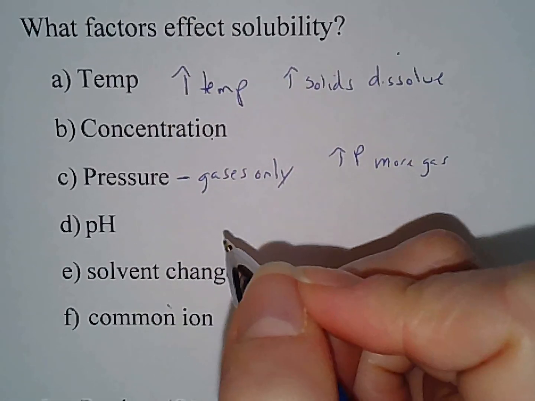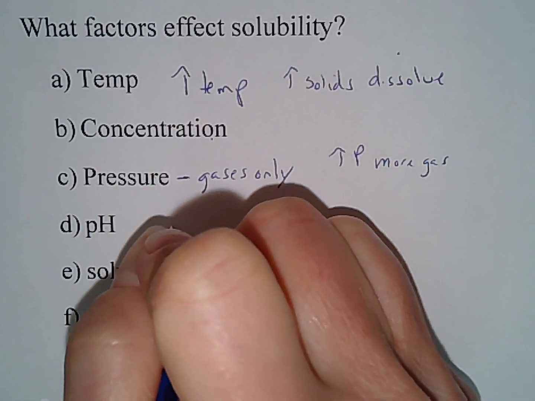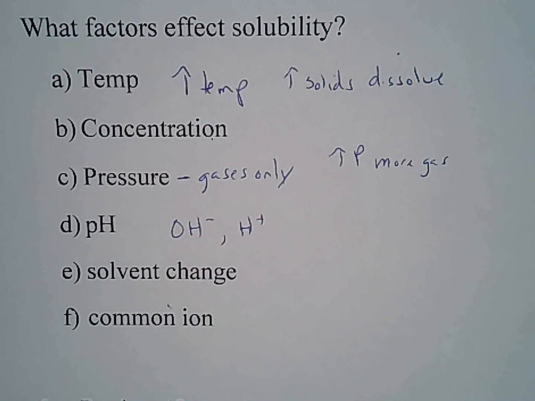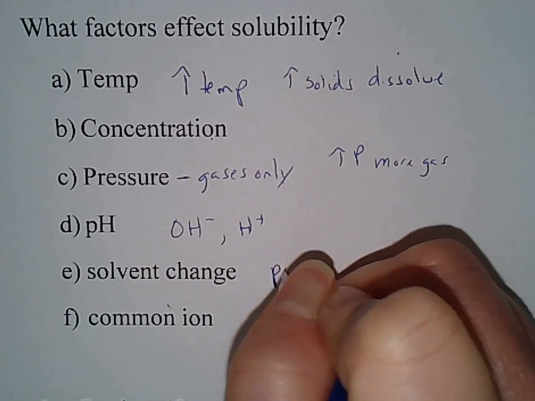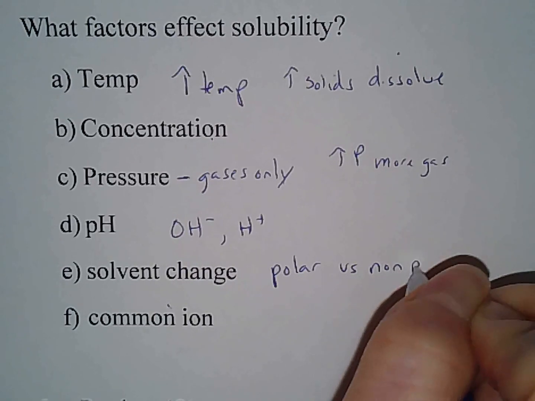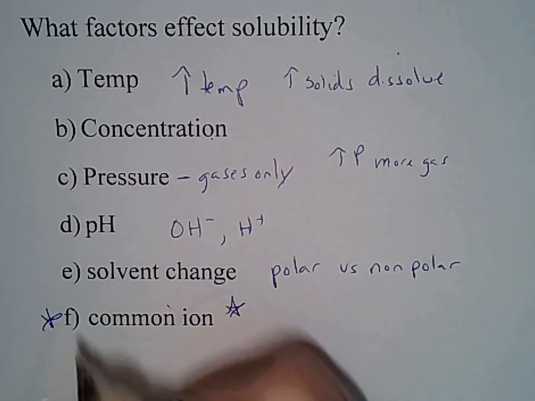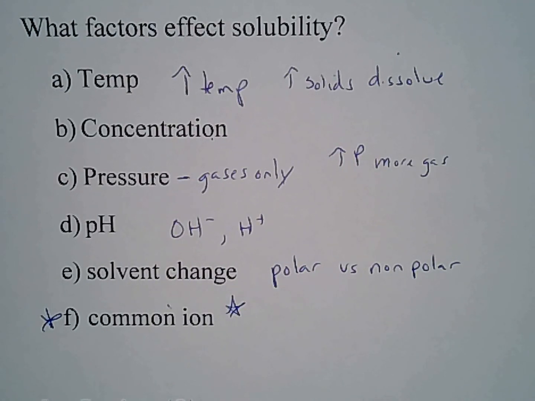pH, that's why KSP is usually taught around acid-base chemistry. So OH or H plus, if you have any of those that could affect the solubility, so they could change the pH and that could draw out either one of those ions. Solvent change, this is going to be polar versus nonpolar. So if you change the solvent, you might get more to dissolve or less to dissolve depending upon the polarity. And finally, common ion effect is what I showed you in the previous video. So if I throw in a chloride into a solution that has a chloride in the ion, in the salt, I would see a different solubility because of that.